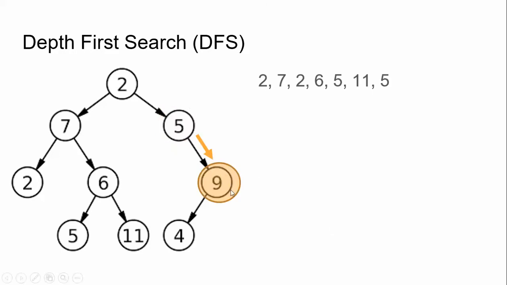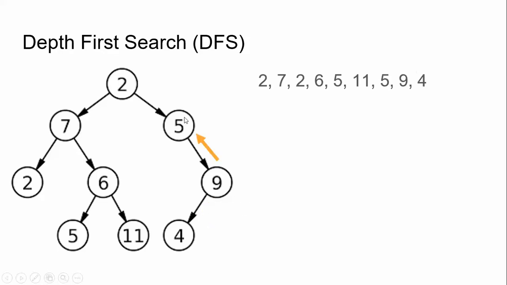And then we do the same thing. Okay, so print out the 9. Then the 9 says, you know what? Okay, visit my left child. And then that guy doesn't have any children, so that function call returns. And now the 9 is done. There's nothing more to do. There's no right child to explore.